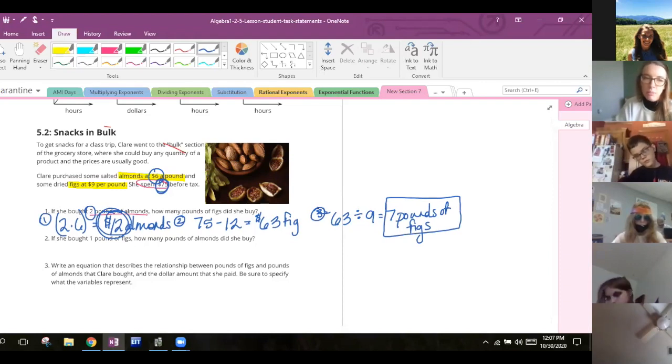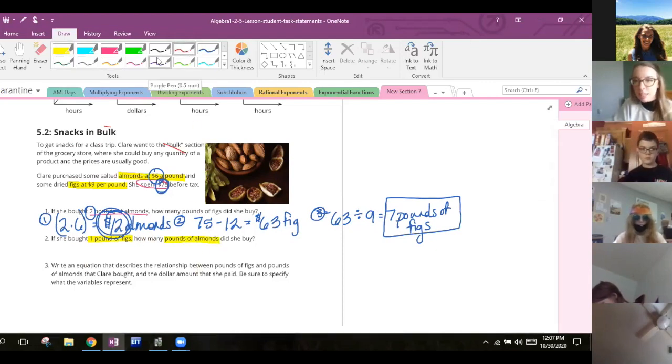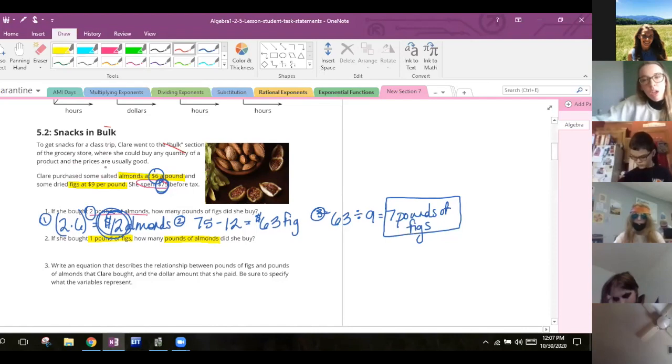Okay, let's look at number 2. It says, if we bought 1 pound of figs, how many pounds of almonds did she buy? So same exact type of question, but we're just reversing figs and almonds. So what are we going to do first? What's our first step? If we bought 1 pound of figs, what do we do first?